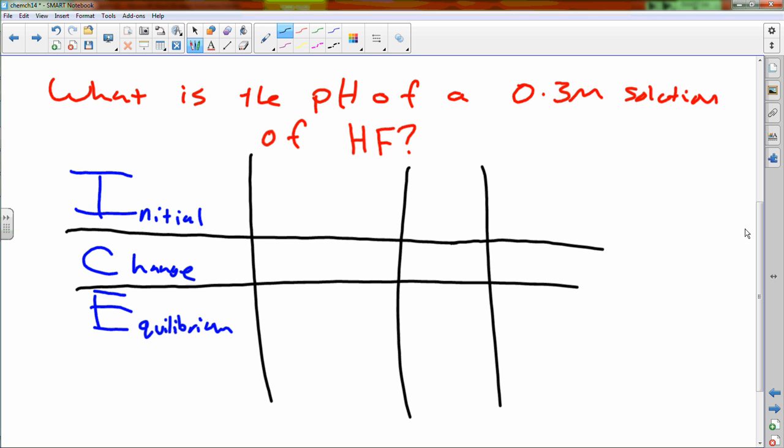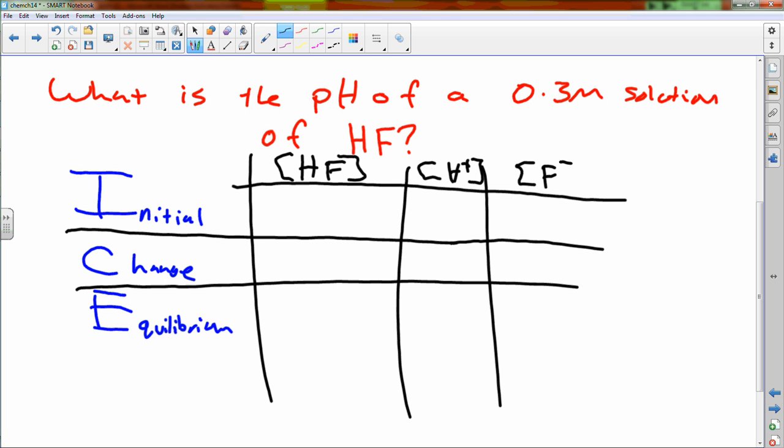Okay, and then across the top here, we need to put each of the things that are going to be in solution when this gets put in and starts dissociating. So the first thing we put is the initial HF. We want concentrations here. Then we have the concentration of the H plus ions that will form, and the concentration of the F minus ions that will form. So basically, across the top, this is the thing that we're putting into solution. These are the two ions that are going to be formed from the dissociation.